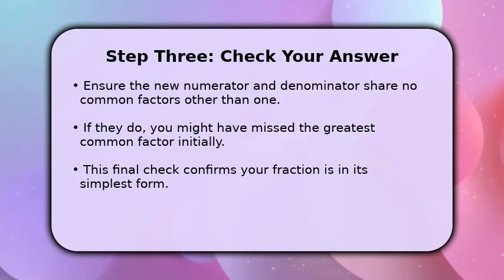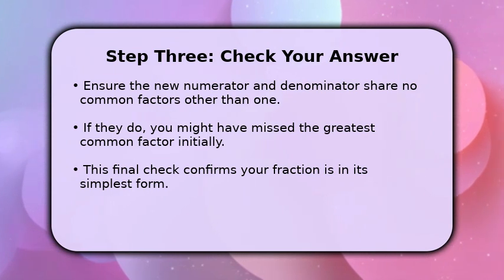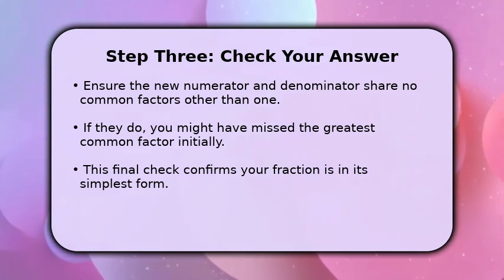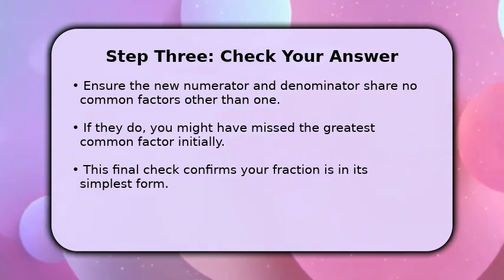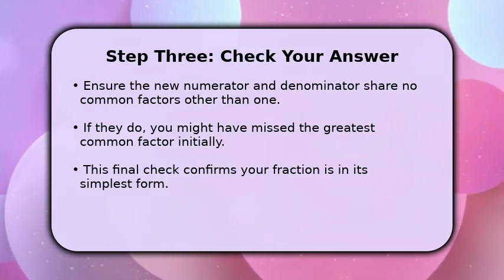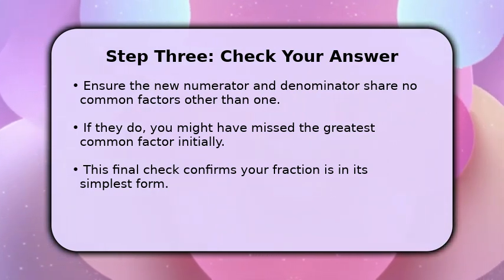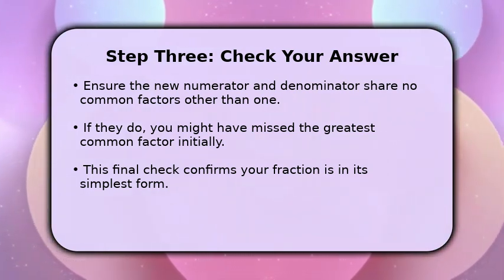Finally, it is crucial to check your answer. Look at your new simplified fraction, 1/2. Do the numerator, 1, and the denominator, 2, share any common factors other than 1? No, they do not. This confirms that 1/2 is indeed the simplest form of 6/12. This quick check ensures you have correctly identified the greatest common factor and fully simplified your fraction.